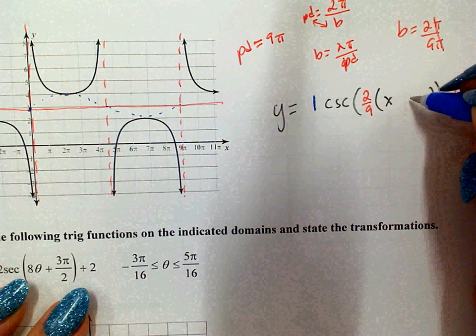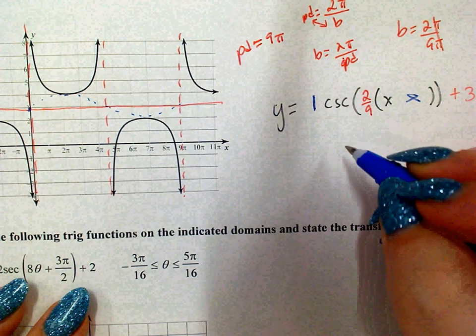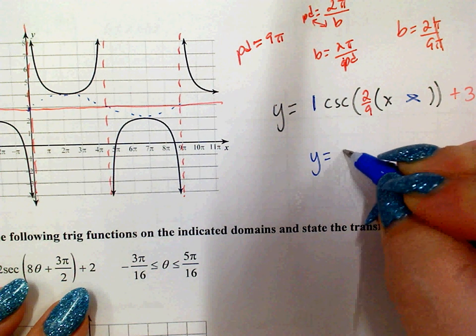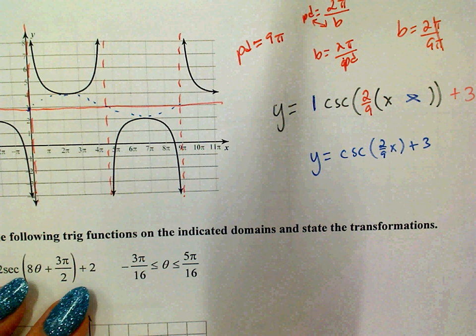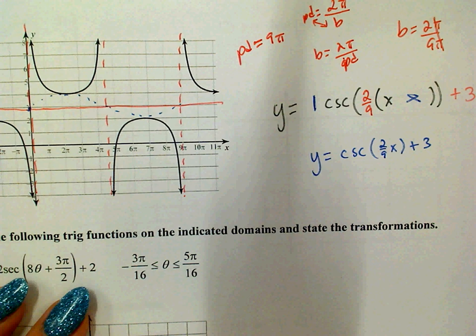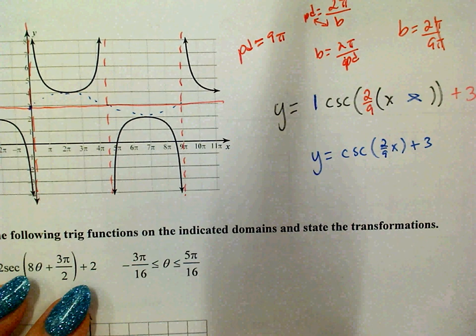So it doesn't look like there is one, which means the answer is just going to be y equals cosecant of 2/9 x plus 3, because it already meets a sine wave that has a period of 9 pi.